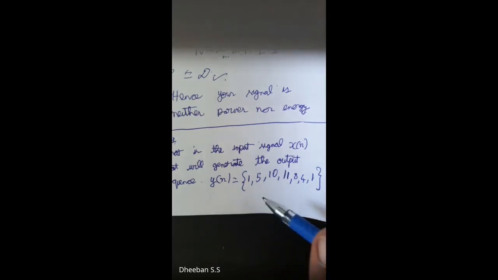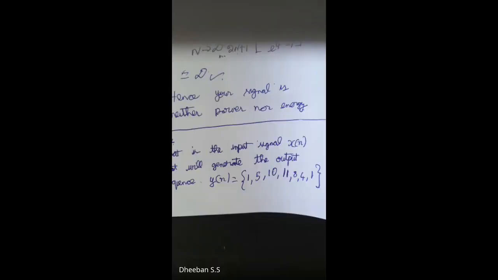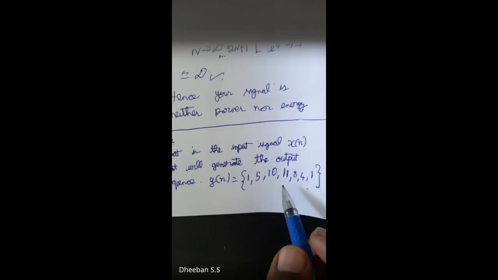So the sequence is y of n equal to 1 comma 5 comma 10 comma 11, okay, comma 8 comma 4 comma 1. Okay, so this is what you have to see. So this is your y of n.